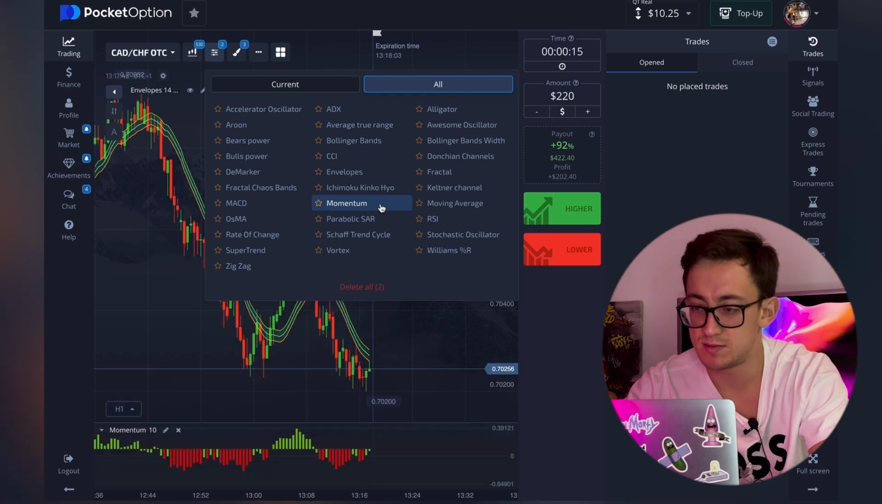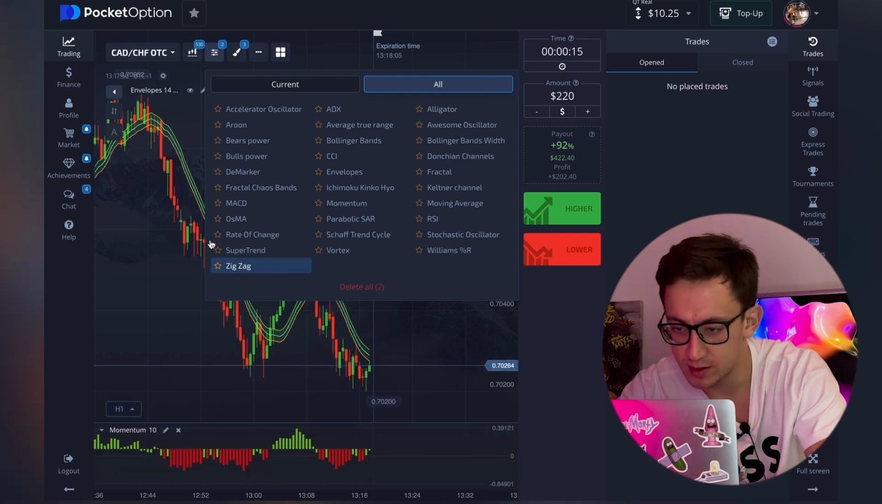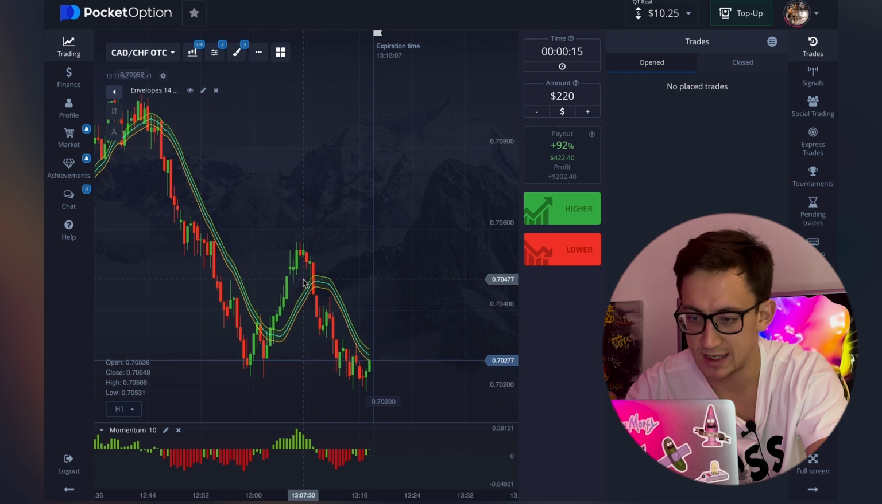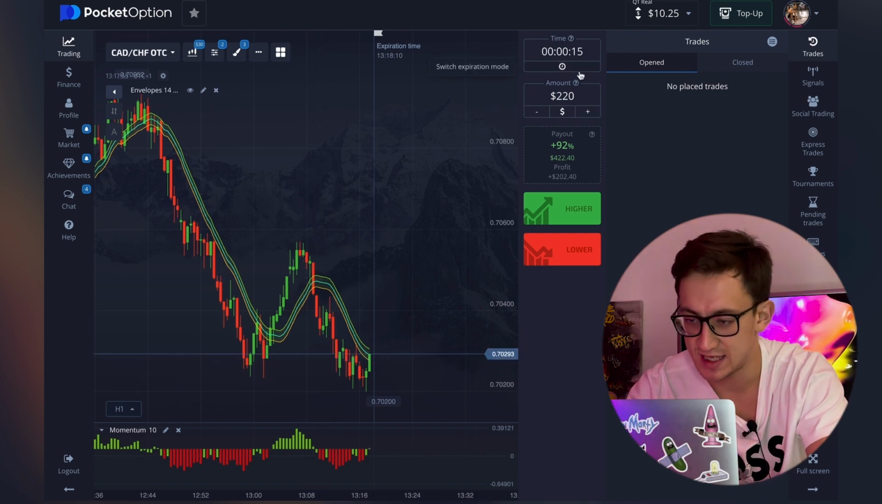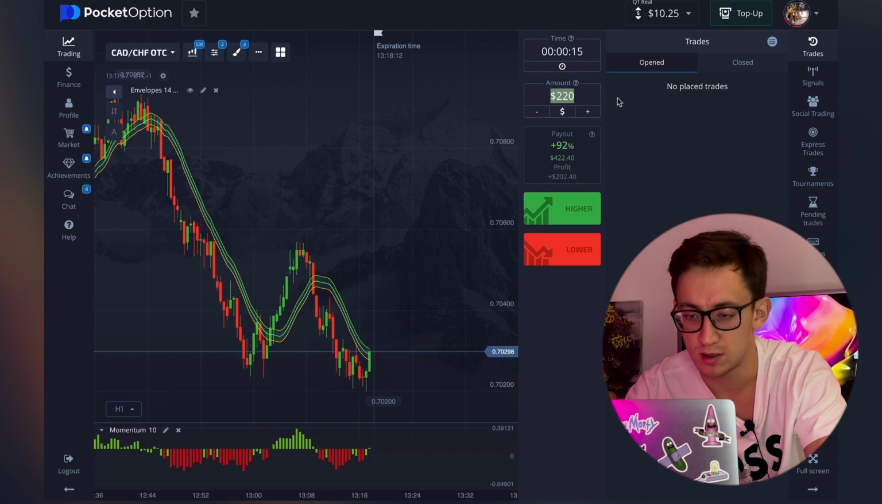Today I will be assisted by the Envelopes indicator and the Momentum indicator. We'll have the basic settings. The trading time frame is 15 seconds. Today I will start with only $10, my friends.